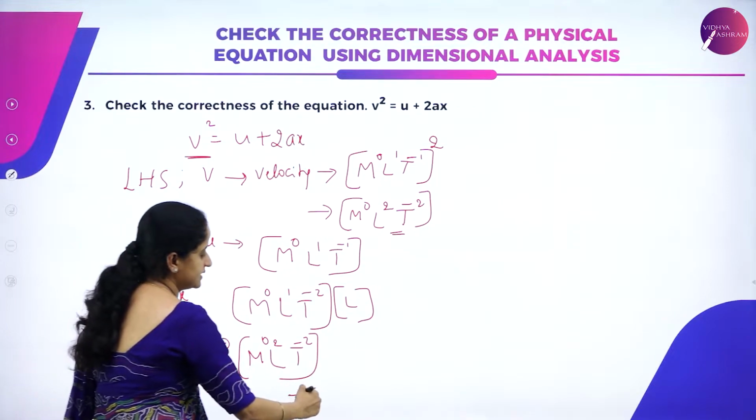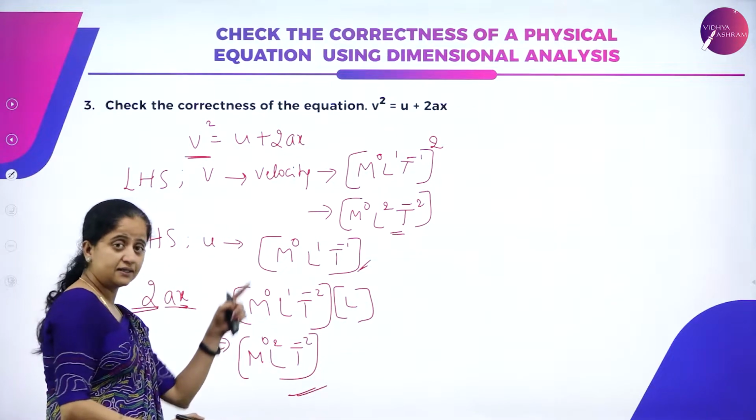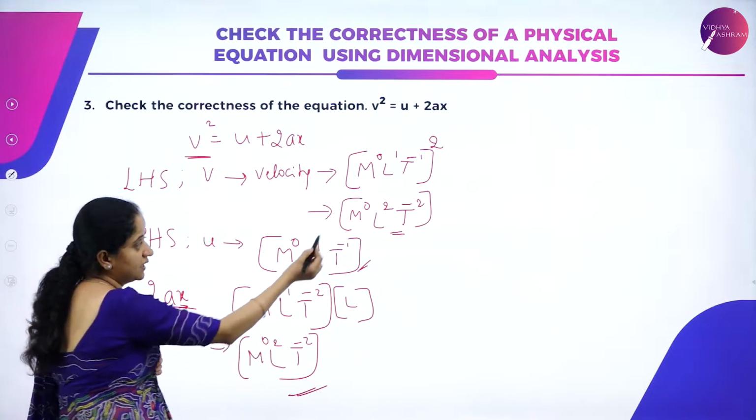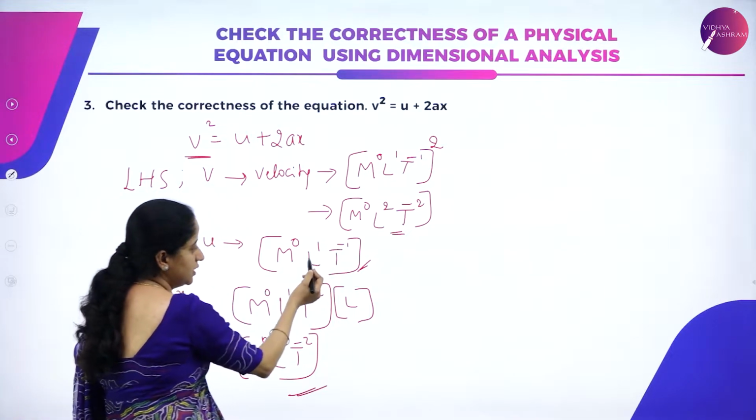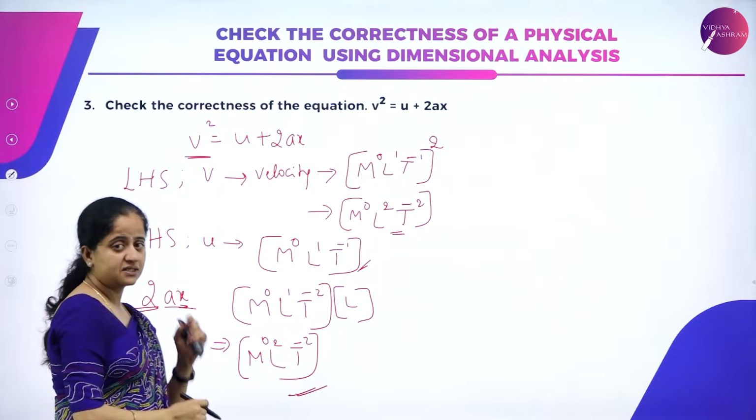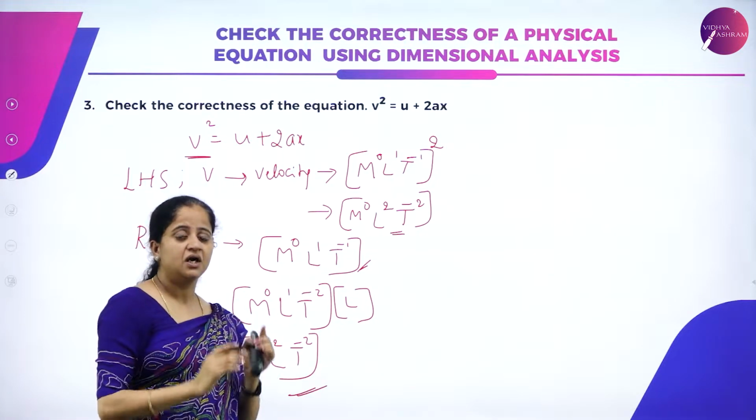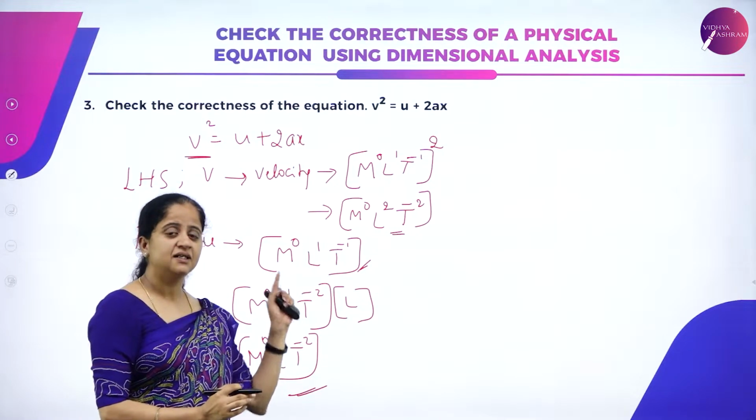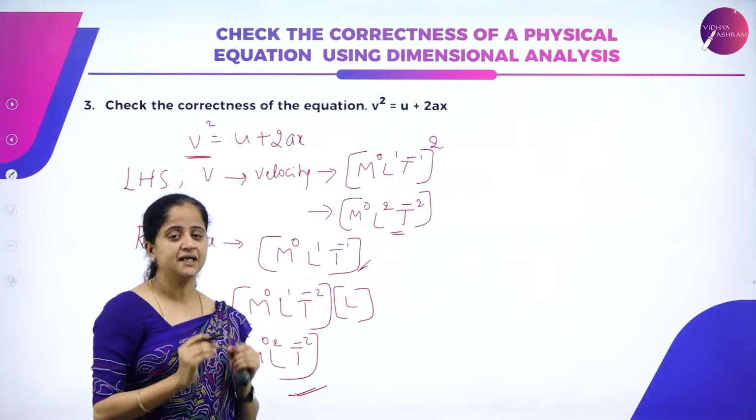Now, observe this and this carefully. Are they the same? No, because we have L raised to 1 here and L raised to 2 here, and here also we have L raised to 2, but here we have L raised to 1. Since in the given equation all the terms do not have the same dimension, we can say that the given physical equation is dimensionally incorrect.